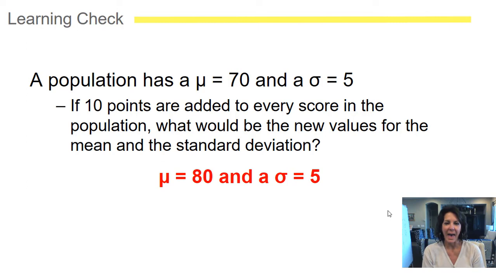So when we add a constant to scores, the mean is also increased by that same amount. But the standard deviation doesn't change when we're adding the same number to every single score.